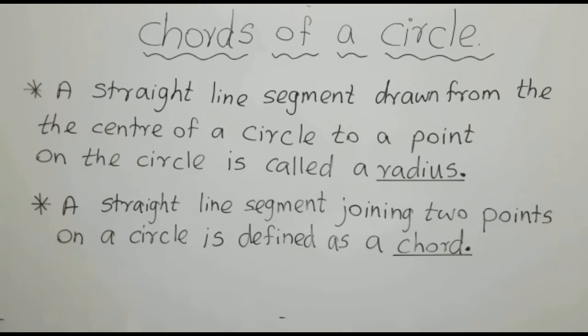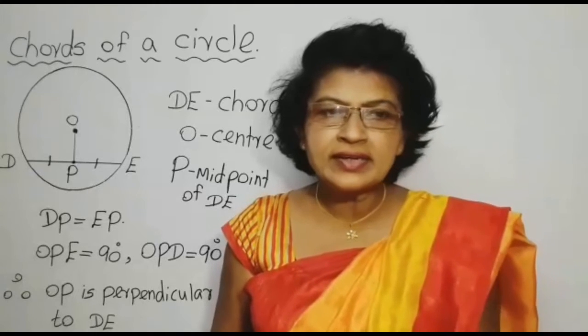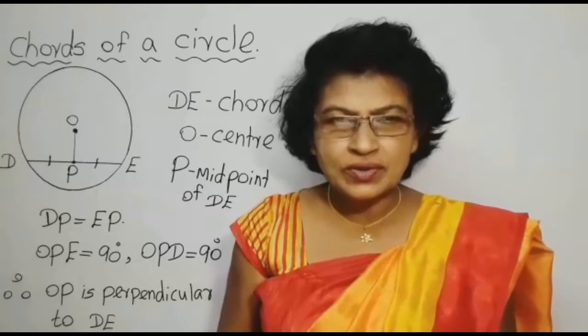Now let's see what a radius is. A straight line segment drawn from the center of a circle to a point on the circle is called a radius. A straight line segment joining two points on a circle is defined as a chord. A chord which passes through the center of a circle is called a diameter. Diameter is the longest chord of a circle. Now let's learn the theorem related to the chords of a circle.